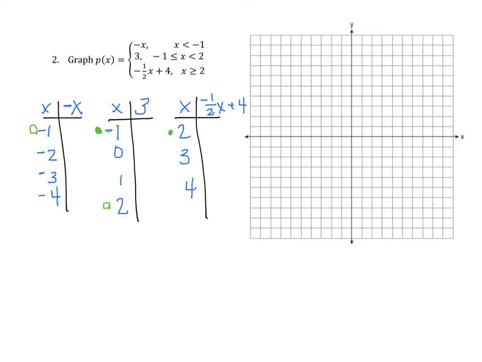And the only other thing I want to do is show that I'm going to have an arrow here as I continue on to the left of negative 1, and an arrow as I continue on after the 2, for x is greater than or equal to 2. And then this middle function is going to have two endpoints, one open and one closed circle, it looks like.